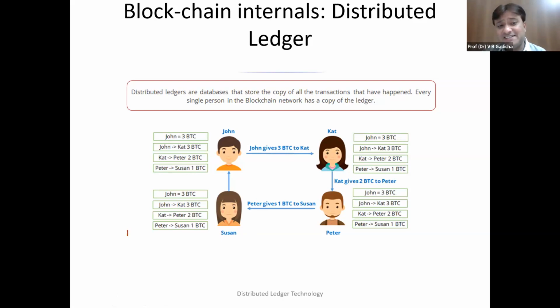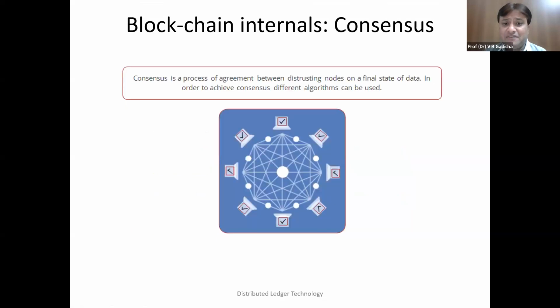Now, the important thing is whether this particular transaction which John is doing with Kat is an eligible and legitimate transaction or not. How to finalize it? This is validated by a miner. And then there is an algorithm called the consensus algorithm. Once you do a transaction, it will be validated and authorized by all the nodes which are participating in the network.